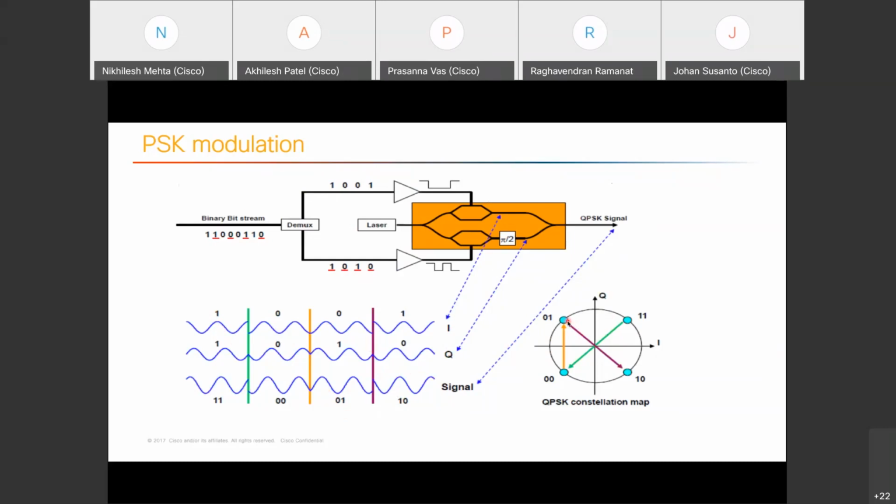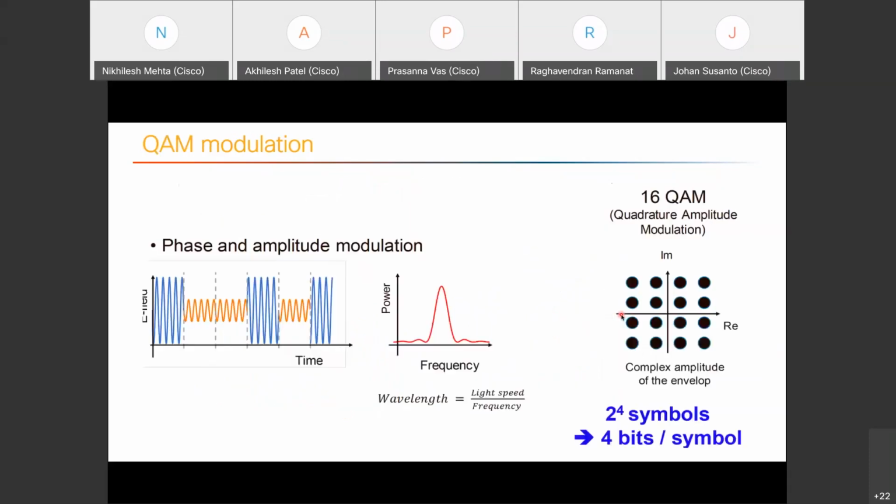This is also known as your constellation map, where you are representing each carrier as a symbol. You can see this 0 1 can be represented by this symbol, 1 1 can be represented by this symbol, and all the points are pi by 2 phase apart. This will be the constellation map for your QPSK.